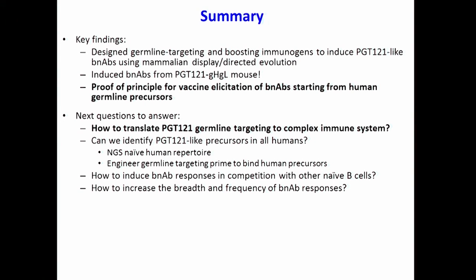And another question is, will we be able to carry out this boosting protocol in the presence of competition with other naive B cells? To try to reduce this problem, we're doing a lot of resurfacing of our immunogens so we can hopefully block some of the off-target responses. And we also want to do a lot of experiments in these PGT-121 germline knock-in mice to try to increase breadth and make it so all mice respond, and try to simplify the protocol in any way that we can.